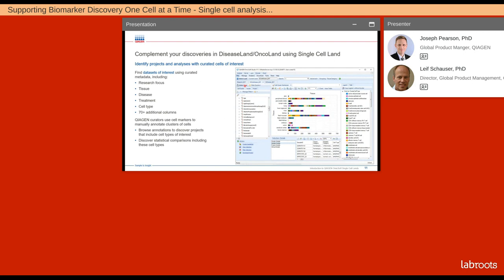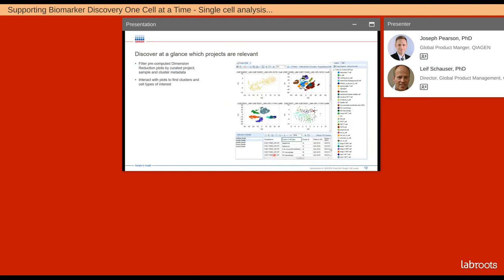You can filter on any metadata, regroup the data in the plot, and then explore the curated details to know that you've found the relevant data for your research. Or you can dive right into the project details. You can visualize the cell level details with dimension reduction plots, filtering and labeling on any of the extensive metadata like cell type, tissue, disease, treatment status, age, and so forth. Compare similar projects to identify those with the samples and the cell types relevant to your research.